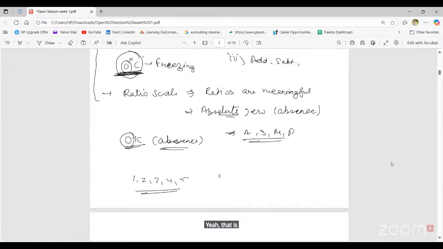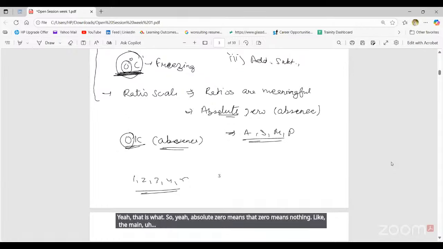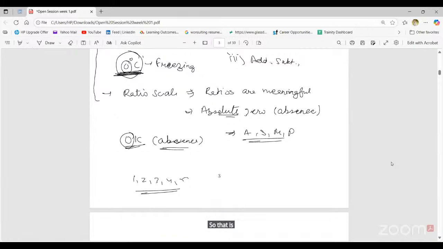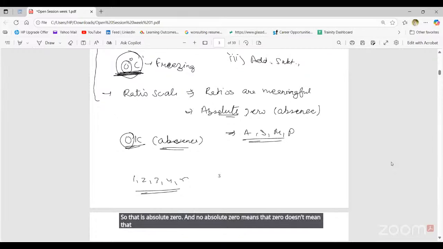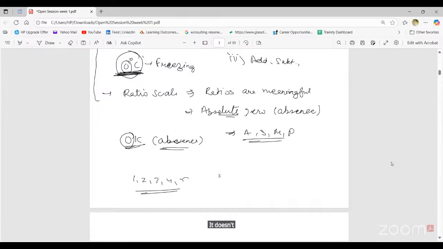So here absolute zero means that zero means nothing. The meaning of zero is nothing is there, correct? That is what zero is, correct? So that is absolute zero. And no absolute zero means that zero doesn't mean that nothing is there. It doesn't describe the absence of something. It describes something. It has some meaning in that.